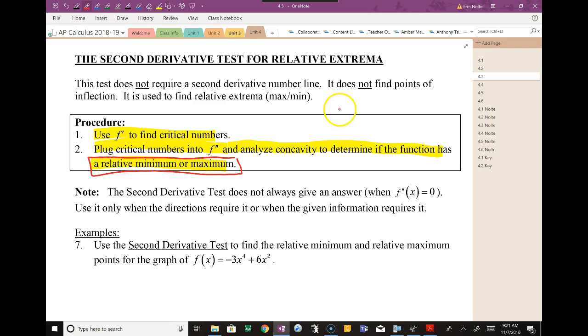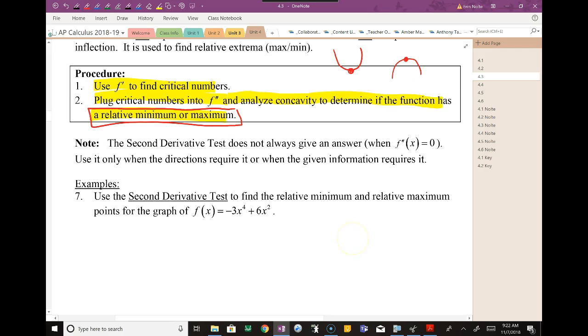Okay, so for example, if I know I have a critical value at this point and I have a happy face, then I know that that spot is going to be a minimum, right? If I know that I have a critical value in the middle of this sad face, it's going to be a maximum. Okay, so it's another way to find a max or a minimum.